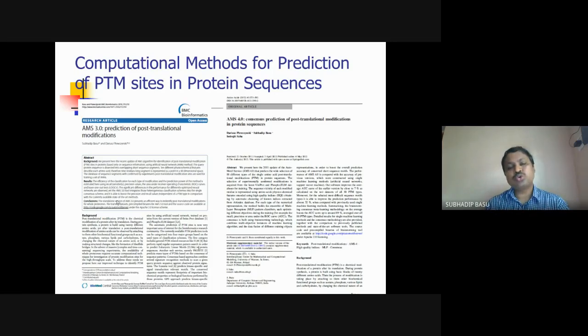I'm discussing two publications where we are working on post-translational modifications in protein sequences. Two web servers were designed. One is called AMS-3, and the newer version is AMS-4. You can submit a protein sequence there, select whether this sequence is susceptible to a specific type of post-translational modification, and get back the result.